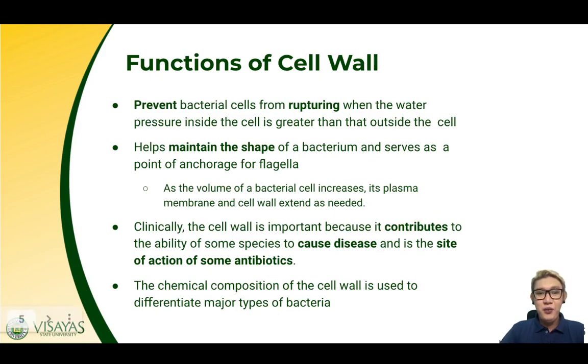Clinically, the cell wall is important because it contributes to the ability of some species to cause disease, and it is the site of action of some of the antibiotics. So at the end, or the last module, we'll talk about control of growth of microorganisms, and we will be talking about the actions of some antibiotics. The chemical composition of the cell wall is also used to differentiate major types of bacteria, which we will talk about later on.